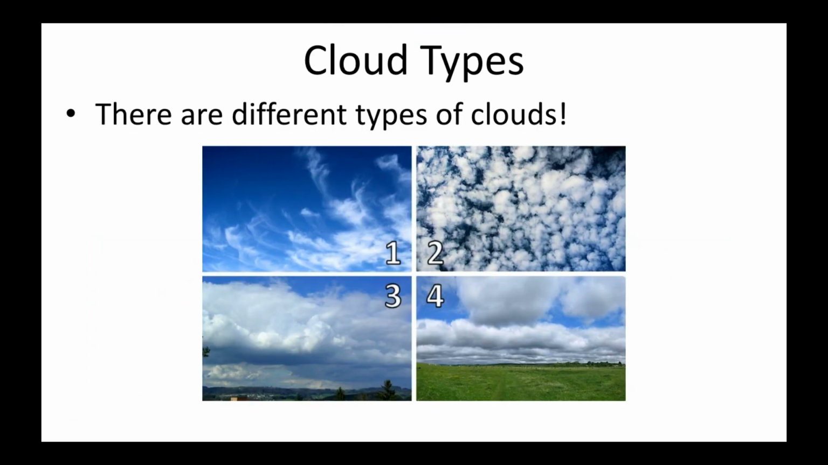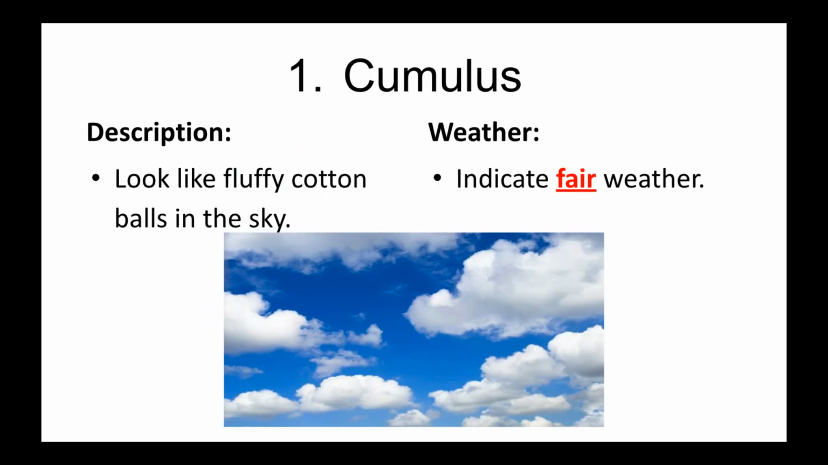Gotta love technology, right? All right, so we're going to look at the different types of clouds now. First one that you're going to need to know is cumulus. Cumulus are those fluffy cotton balls in the sky, and they indicate fair weather. Fair weather is just nice, pleasant weather. It's not raining, it's not storming, it's just nice. Fluffy white cotton balls, blue sky.